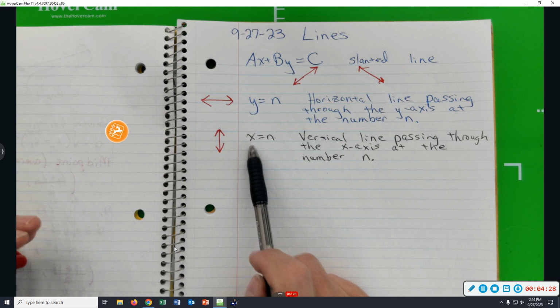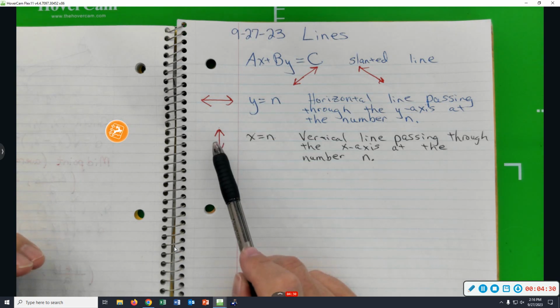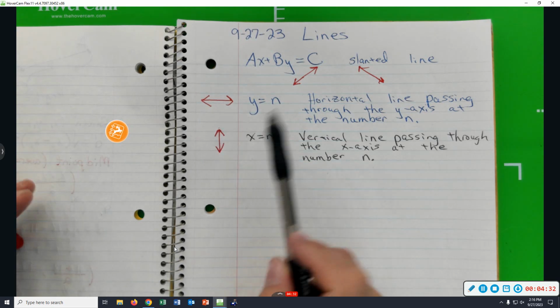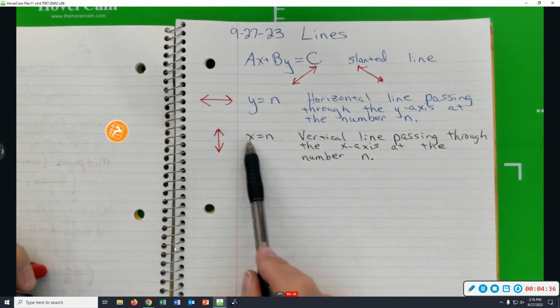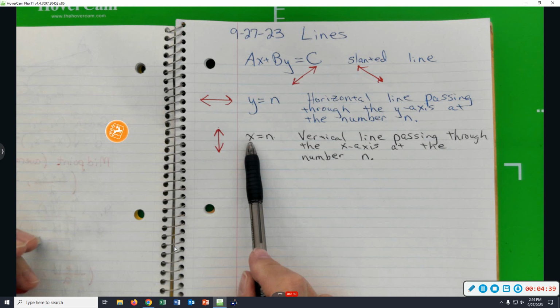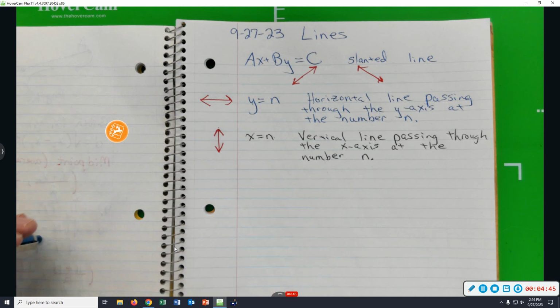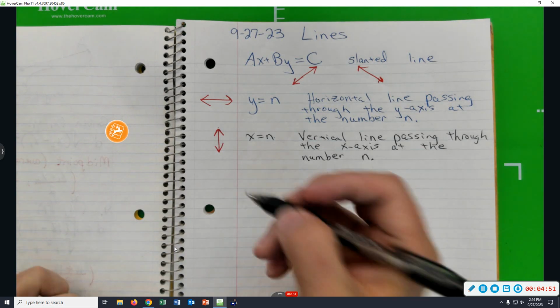If your equation has an x and no y, you're looking at a vertical line. If your equation has a y and no x, you're looking at a horizontal line. That letter right there tells you which axis the line is passing through. Passing through the x-axis at the number n. I mentioned this terminology the last time, and I said it would be important. I'm going to state it again.